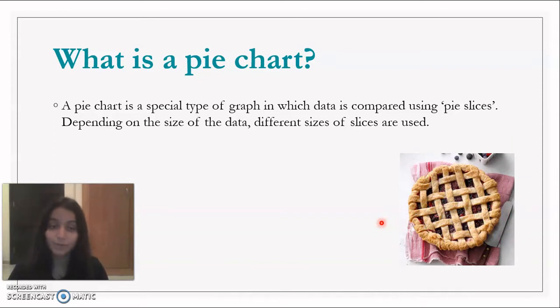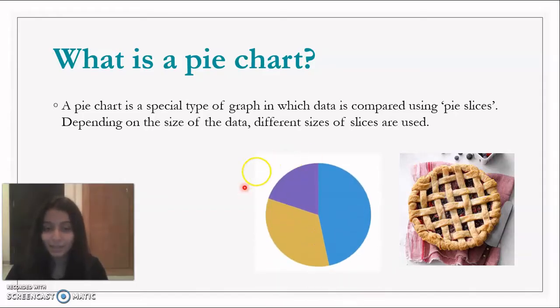Okay. The first thing, for those of you who don't know, this is a pie. It's just this dessert that a lot of people like eating, and a pie chart gets its name from this food item because they are both round. Okay, so the second picture over here is what a pie chart looks like.